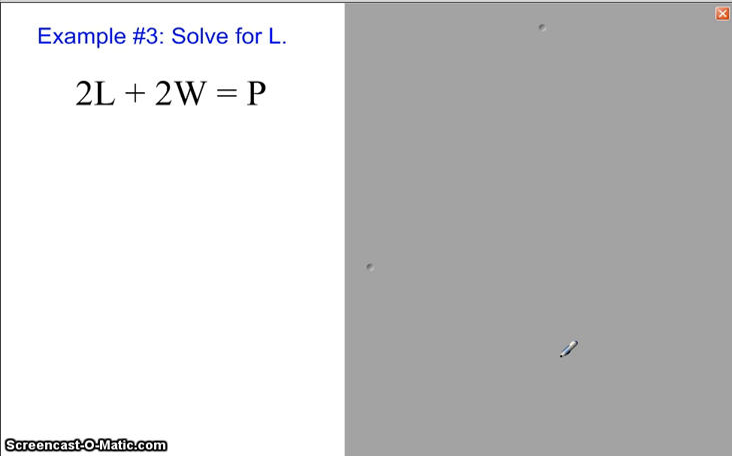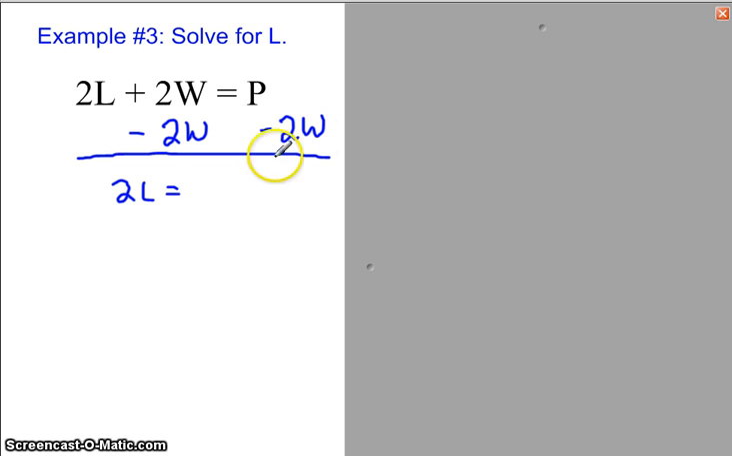Example 3, solve for L. You might recognize this as the perimeter formula for a rectangle. It's 2L plus 2W is equal to P. And this time we want to get the L alone. Well, before we divide by 2, we need to get rid of this 2W. So this is plus 2W. I will subtract 2W. Which leaves me with 2L on the left equals, and again, we don't have like terms, P minus 2W is just P minus 2W.